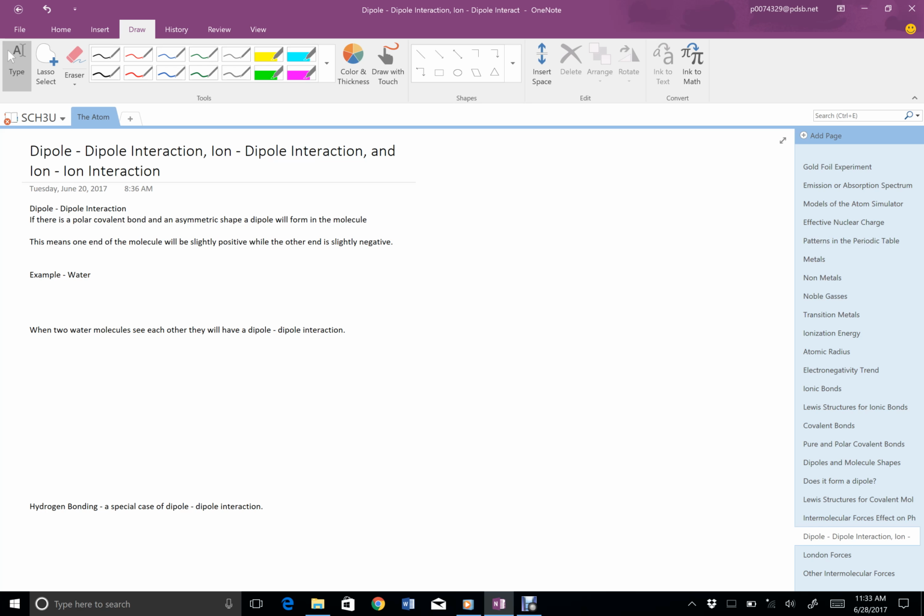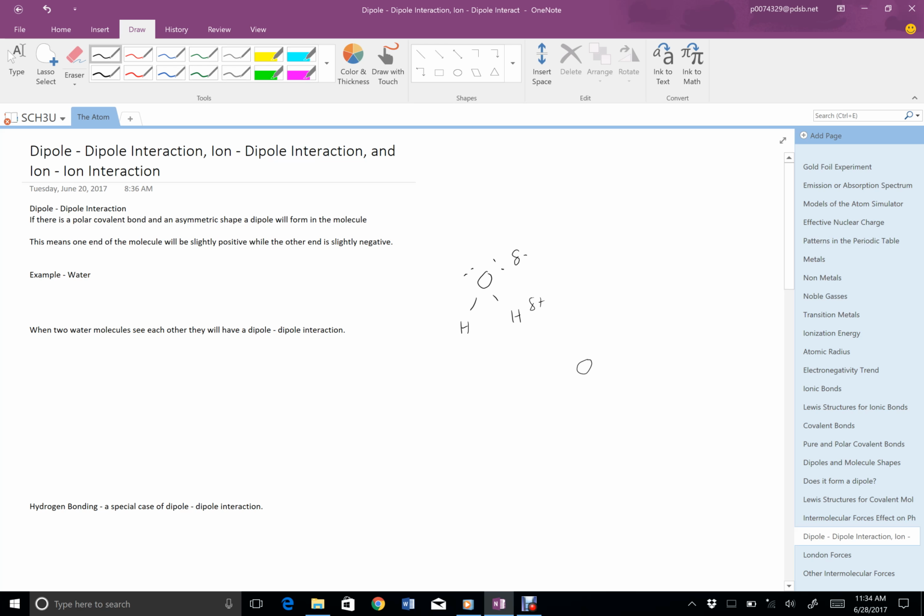So if there's a polar covalent bond in an asymmetric shape, a dipole will form in a molecule. This means that one end of the molecule will be slightly positive and the other one will be slightly negative. So here's oxygen and its hydrogens. And this end is partially negative and this end is partially positive because oxygen likes the electrons more than the hydrogen, and because of the asymmetric shape, he's pulling them more in this direction than any other direction. This end starts being partially negative and this is left as partially positive.